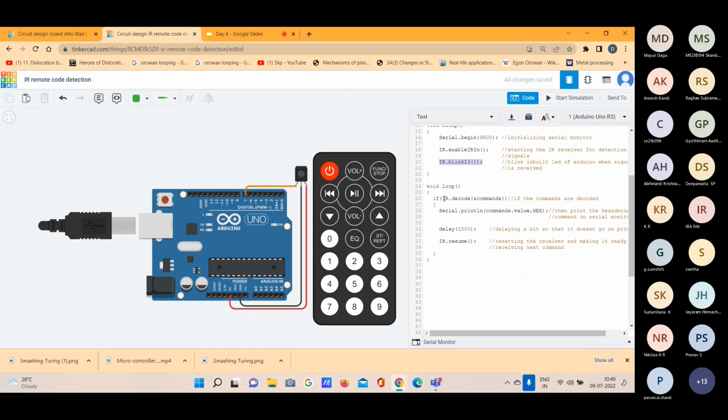See if IR dot decode and percentage commands. Now in the if statement, if you detect some IR signal, then this will take some value, which implies that if it is non-zero, then it is always true by the syntax of the if statement. And if this if statement goes true, which happens when you receive an IR signal, it prints the value of command in hexadecimal.